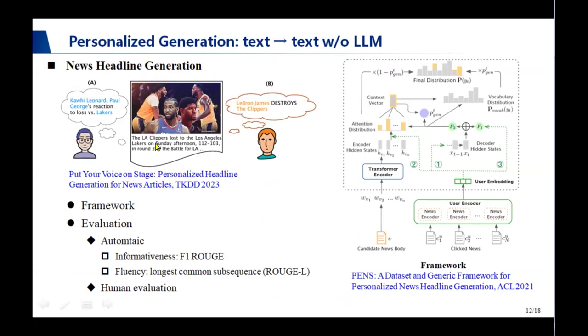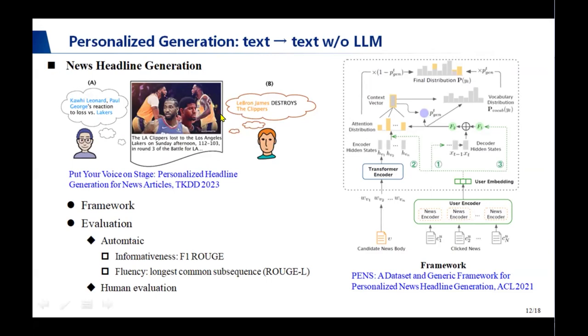It's an NBA game where the LA Clippers lose to the LA Lakers on a certain day. One person is a fan of players in one team, and the other person is a fan of another team. They would be interested in totally different people in this same event. So let's say this person is a fan of Kawhi Leonard, and this person is a fan of LeBron James.